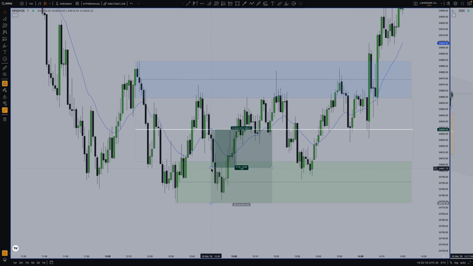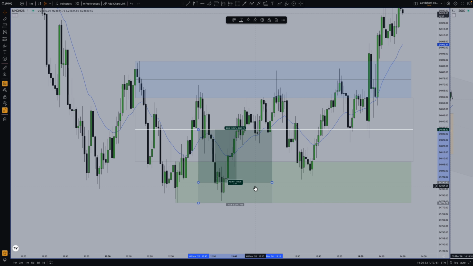I like to, if I'm not taking just a straight limit at the CSS high or low, I'm going to wait for some 15-second structure to form and then take the trade. And I'll show you an example of it in a few minutes when I show you the execution.